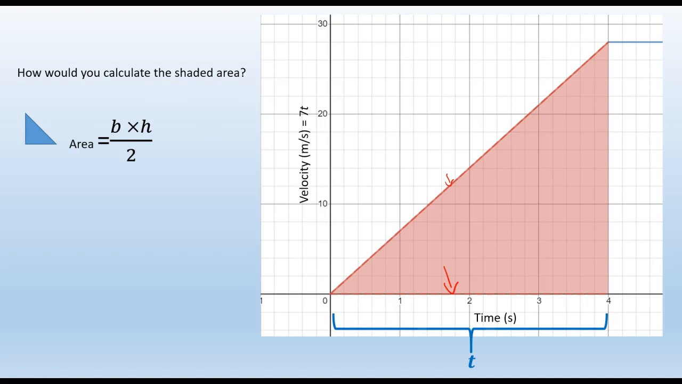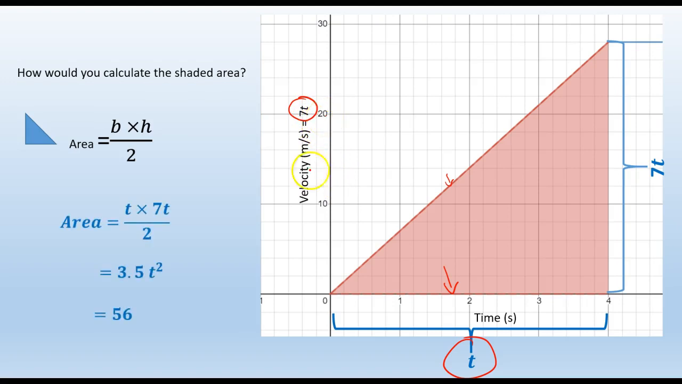So our base is the time taken, okay? And so from 0 to 4. And our perpendicular height is 7 times the time, because that's the function that's represented by the y-axis, the velocity. We said that that was 7 times the time. So this seems fairly straightforward. If I wrote it as a rule, my area is going to be the time times 7 times the time, so that's my base, and that's my perpendicular height, divided by 2, which gives us 3.5 times time squared.